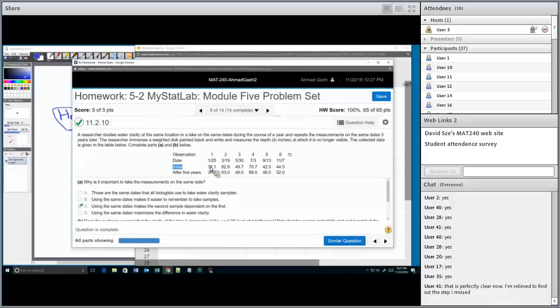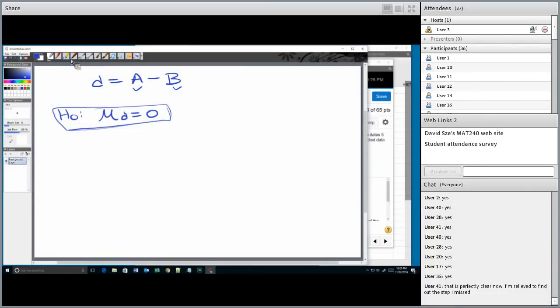So on January 25th, say in year 2010, this was the first observation taken. And then after 5 years, on the same day, they took this observation. Same lake, same point. So what should you be imagining right now? You should be imagining my drawing there: unit, treatment 1, treatment 2.